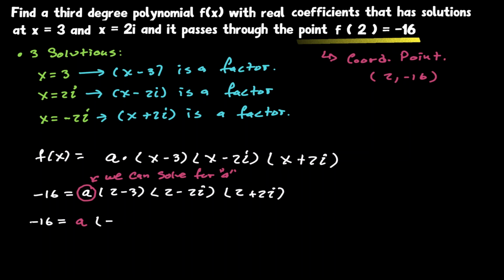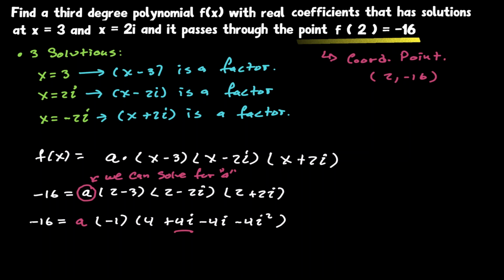2 minus 3, that's negative 1. And now let's multiply it. Let's start by distributing the 2. 2 times 2 is 4. And now let's distribute to the second one. That's going to give us 4i. Now let's distribute the 2i. That's going to give us negative 4i. And now let's distribute the negative 2i. That's going to give us negative 4i squared.